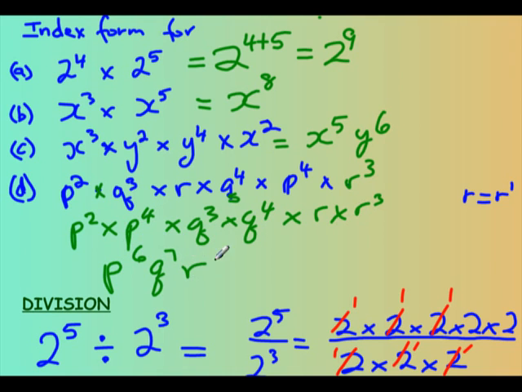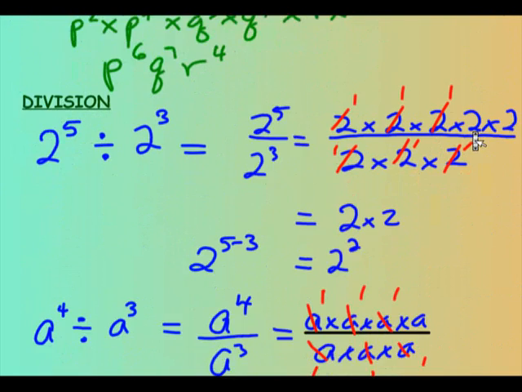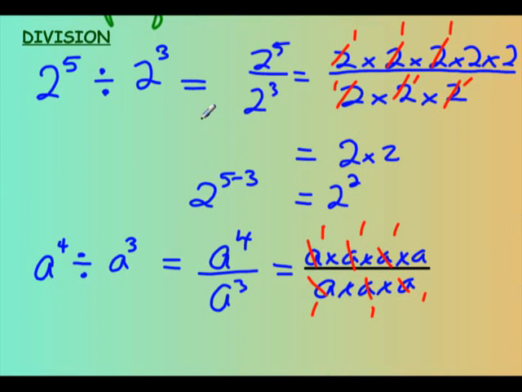Keep the base, which is r. Add the powers. Now indicate, let's look at this, that r is the same thing as r to the first. If we're not seeing the power, it's actually to the first power. So we're going to add them, 1 plus 3 gives us 4. And that's our solution: p to the 6, q to the 7, r to the fourth. Ensure that you know that we're actually multiplying these, p to the 6 times q to the 7 times r to the fourth, but we usually don't write the multiplication. Okay, let's go down to division of indices with the same base.